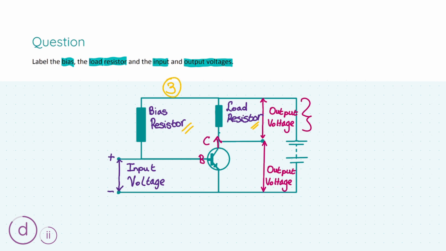The next 3 marks go for having the input voltage in the correct place, and it must be between the base of the transistor here and the emitter, which is down here. That will get you 3 marks. And for your final 3 marks in this question, you have to indicate that the output voltage can be measured between the collector and the emitter for this one here, or the output voltage can be measured as the voltage across the load resistor. That will get you 3 marks, giving us 9 for these labels in the diagram.